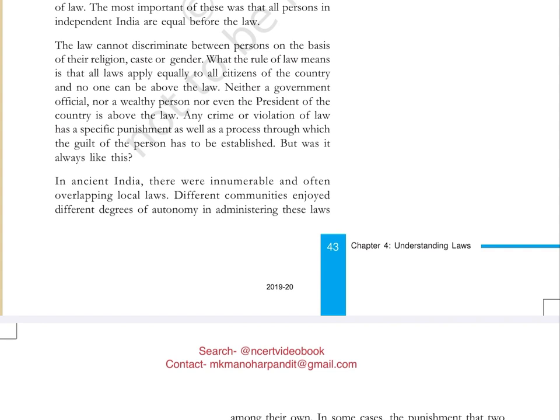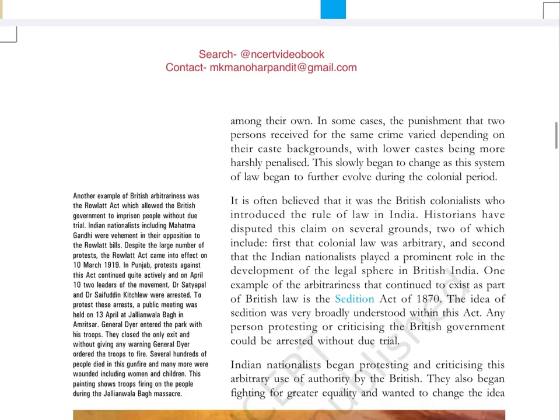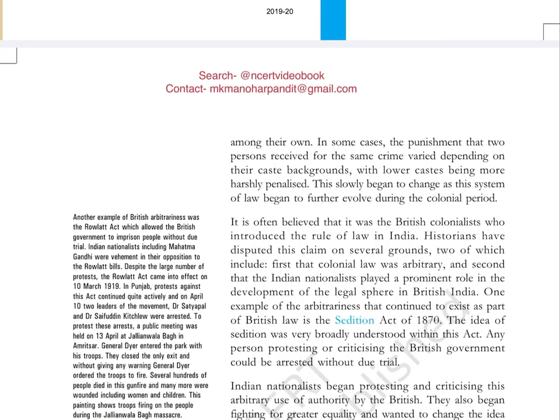But was it always like this? In ancient India, there were innumerable and often overlapping local laws. Different communities enjoyed different degrees of autonomy in administering these laws among their own. The above was page number 43.